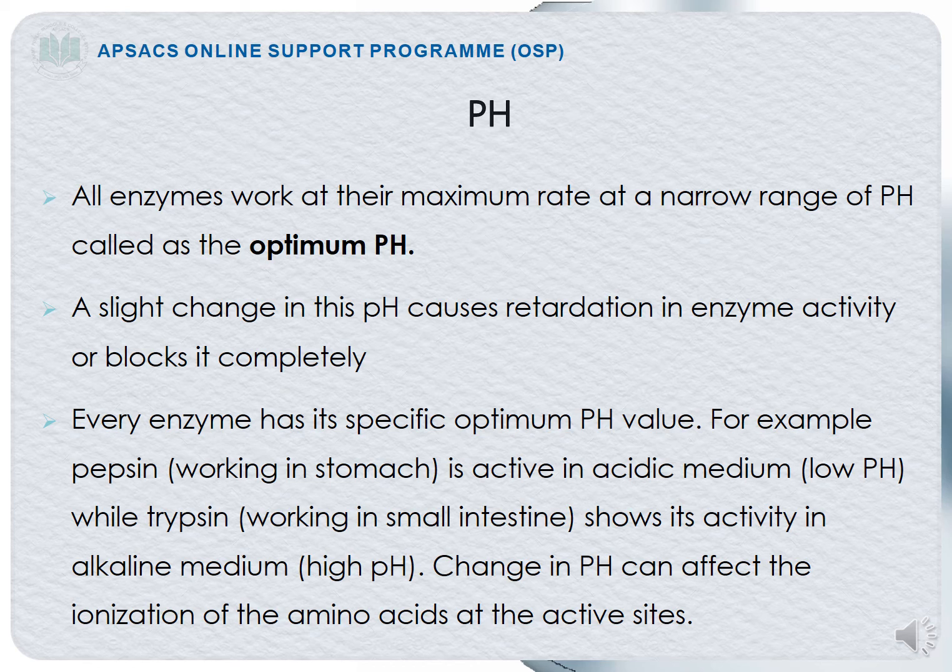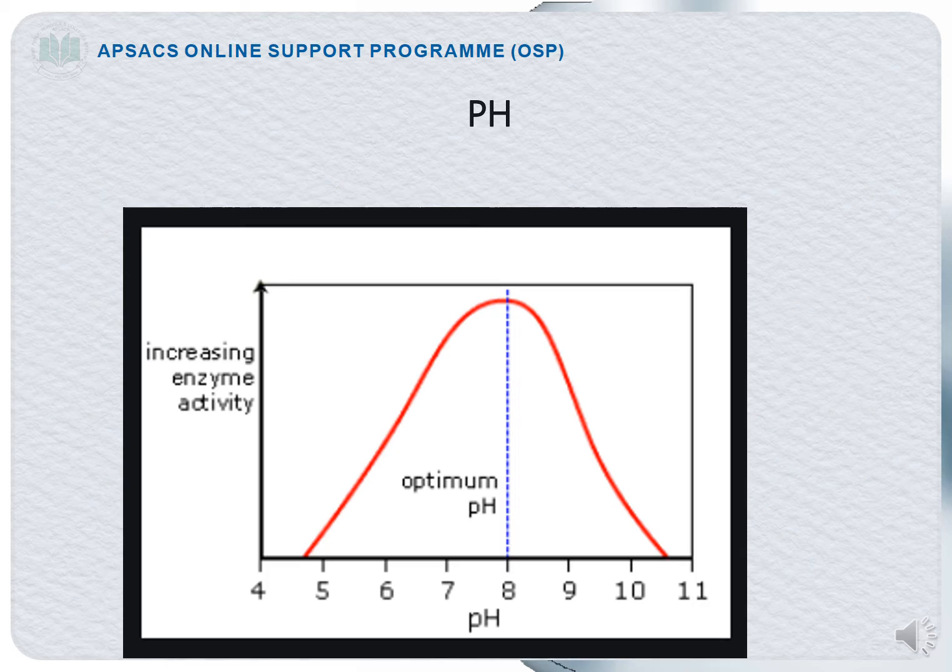Change in the pH can affect the ionization of the amino acids at the active sites. If we increase or decrease the pH value for these enzymes, automatically it will have a direct effect on the reactions also. You can see in this graph, this is the optimum pH for some of the enzymes. If you increase the pH, it will work more efficiently at pH 8, but after that it will not work properly.